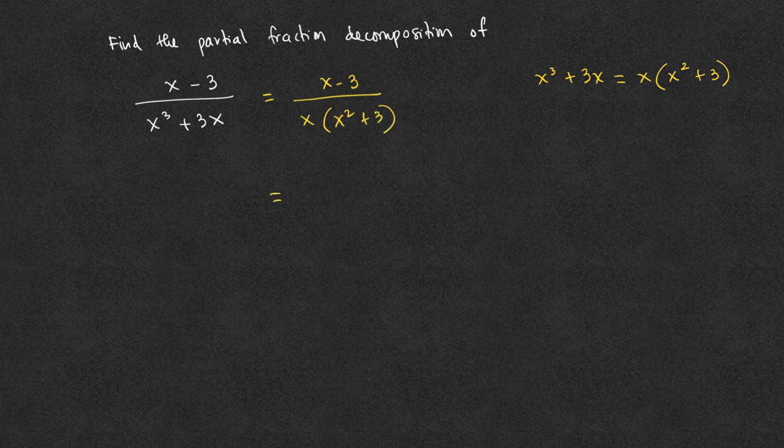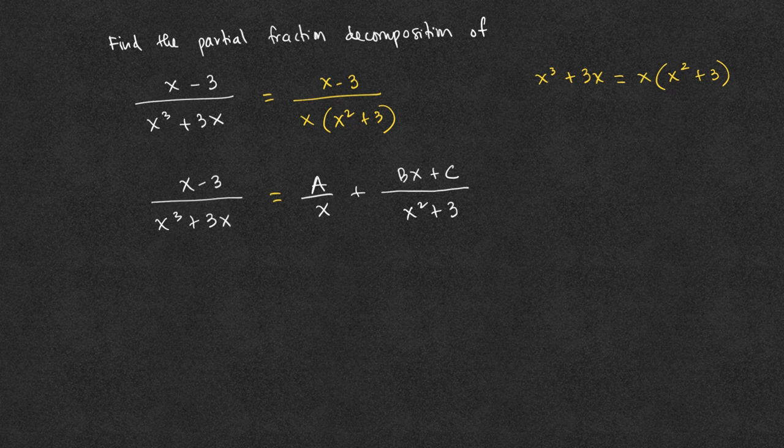This can be rewritten in the partial fraction decomposition form as A over x plus, for the second simpler fraction, the denominator is x squared plus 3, which is an irreducible quadratic, so the numerator has to be a linear term. We already used the letter A, so this time we would use Bx plus C. Bx plus C is linear. The sum of the two simpler expressions has to be the same as the given expression x minus 3 over x cubed plus 3x.